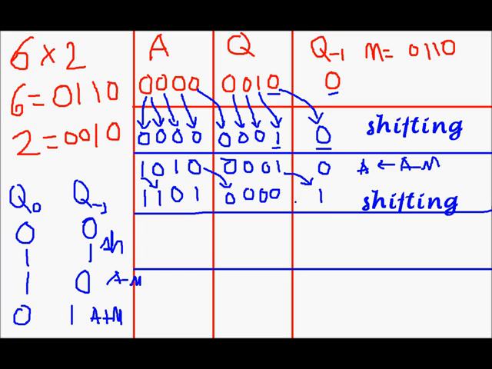Our new Q0 and Q minus 1 values are 0 and 1. Q0 and Q minus 1 bits are 0, 1. So we'll do A plus M. And we'll store that in A.